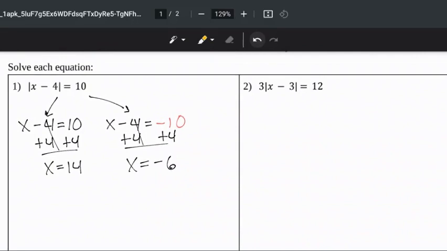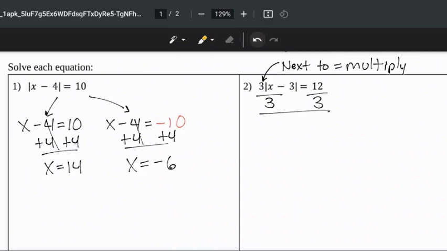In example number 2, the absolute value bars are not isolated. We have a 3 next to it, which means it's being multiplied. Right, so that's 3 times the absolute value of x minus 3 equals 12. So before we can split, we need to get the absolute value bars isolated by getting rid of that 3. We get rid of the 3 just like we would if it was 3x, right? To get rid of that, we would divide by 3.